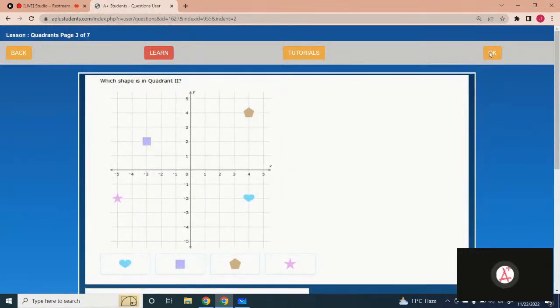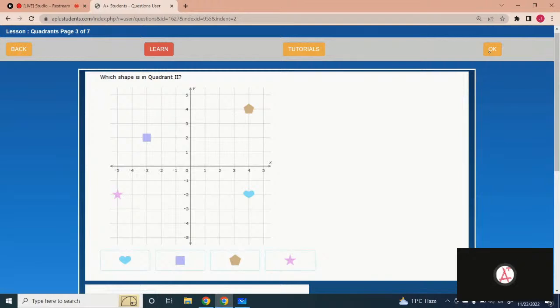Okay, which shape is in quadrant 2? So which one is it? No one is answering. Which shape is in second quadrant? Not hard. Just look at here. This is always the first quadrant. This is the second quadrant. So in second quadrant, which shape is it? It is the square, isn't it?